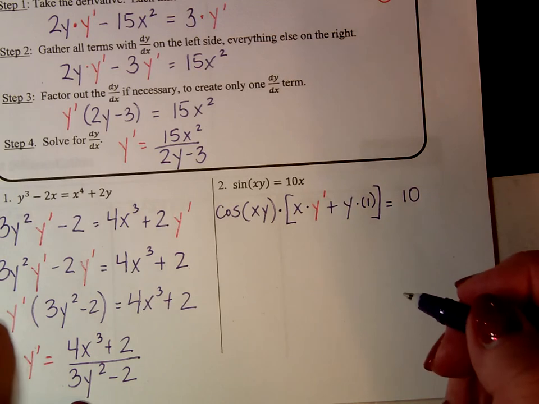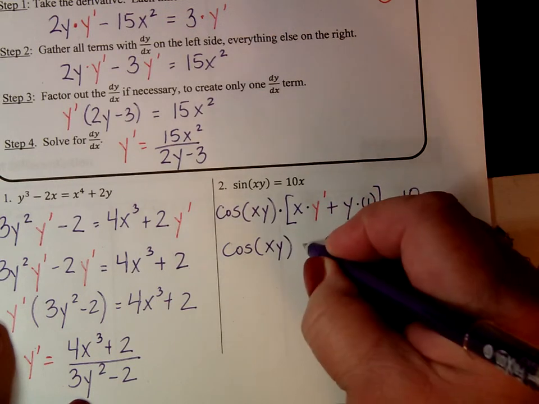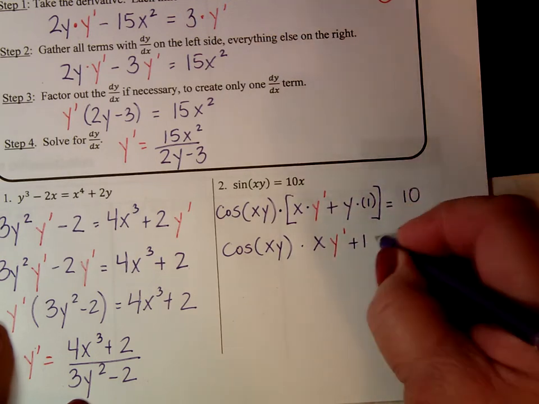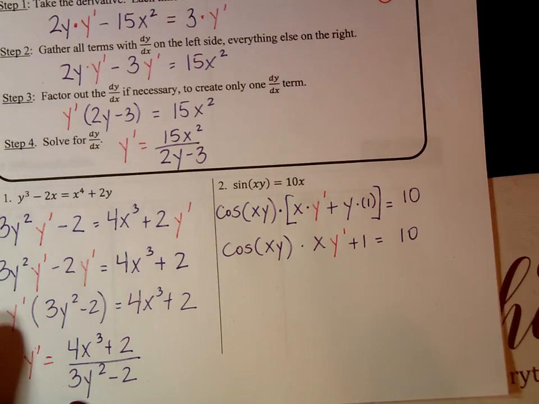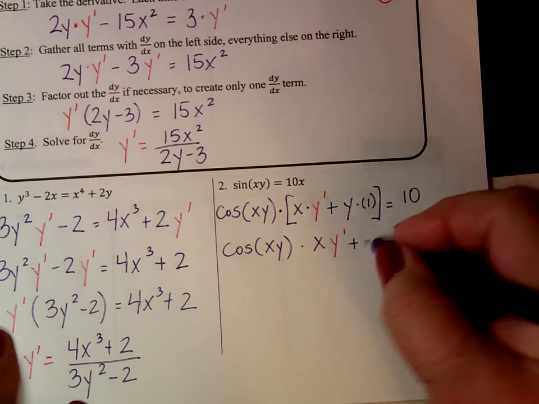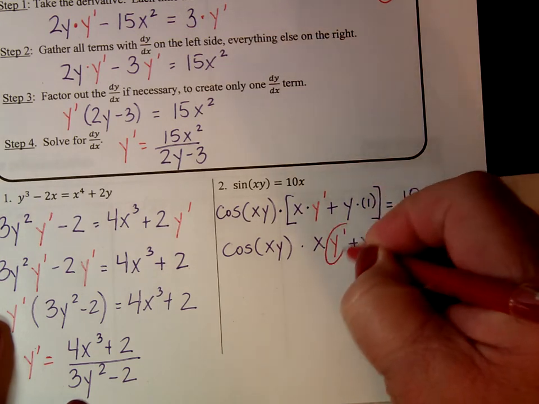Let's see if we can clean it up somewhat. I have the cosine of xy times x y prime plus 1 equals 10. Oh, mistake. Did you catch it? Y times 1. This is a y. All right, this is a little tricky. I'm trying to work towards getting this y prime by itself. Right, I've got to solve for that.